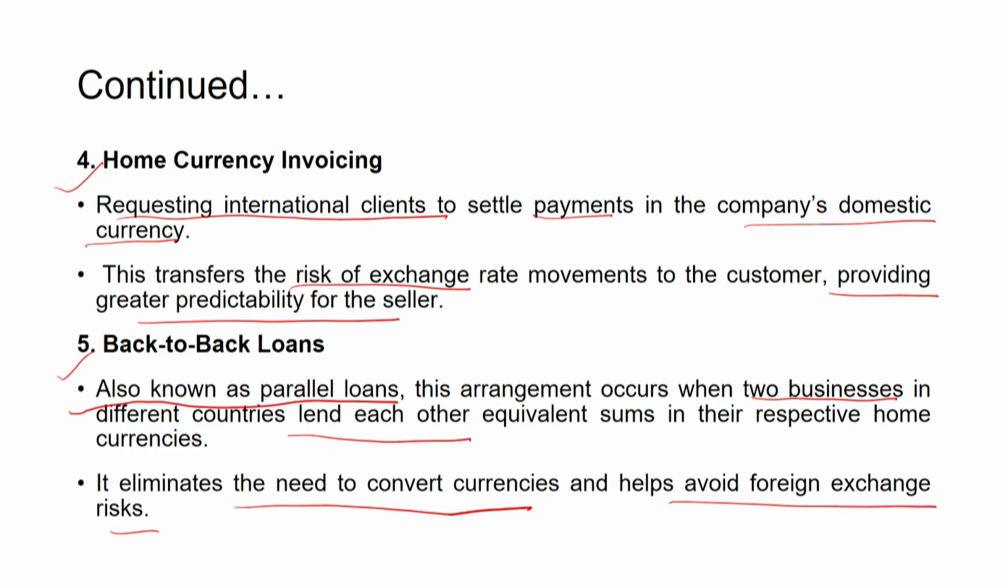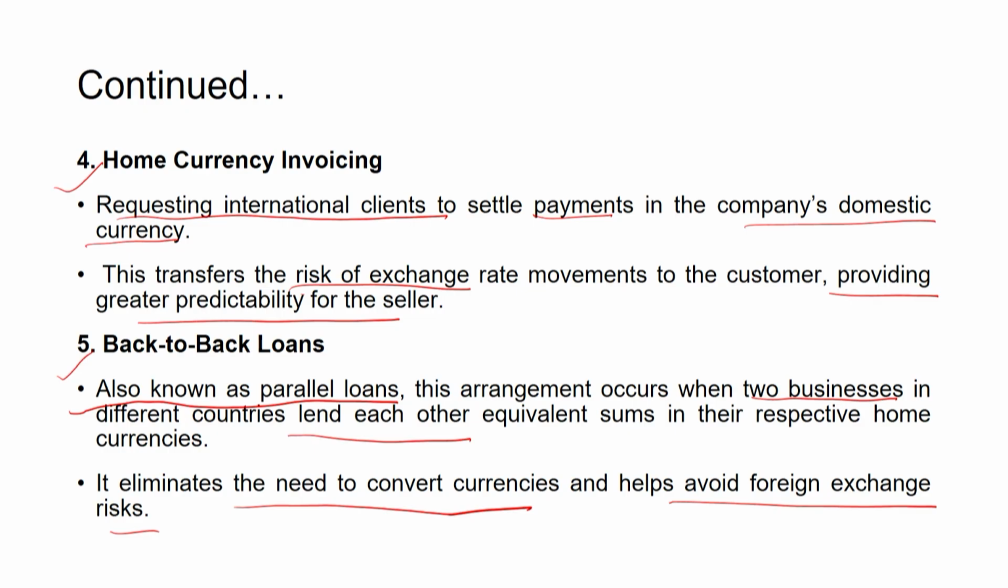So a back-to-back loan can also be taken as an option for the payment of trade that is done between two different nations and two different companies. This can also be taken as a strategy to avoid the risk. So these are the various types of strategies that an investor can take for the purpose of diversifying the risk related to the investment procedure.